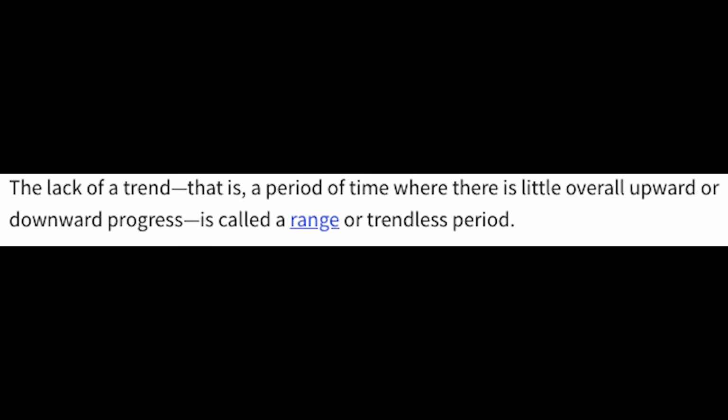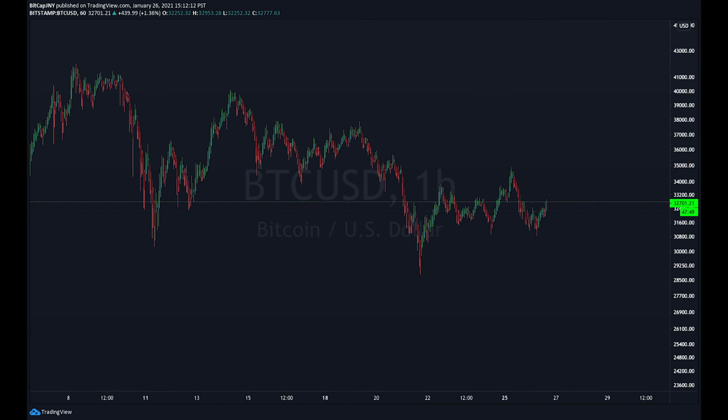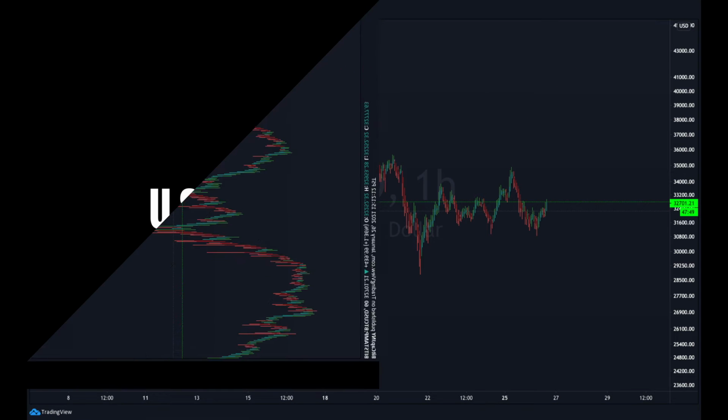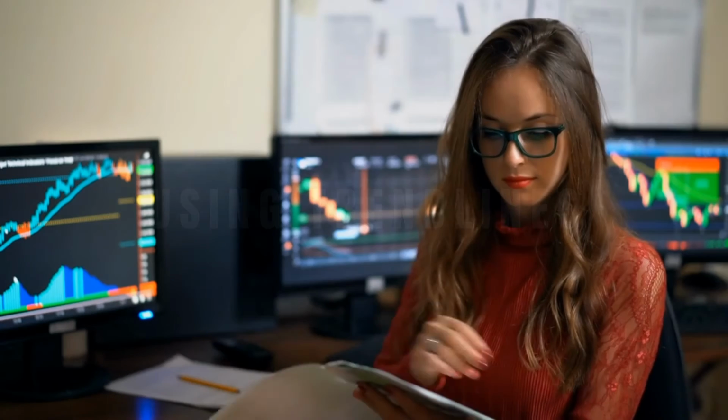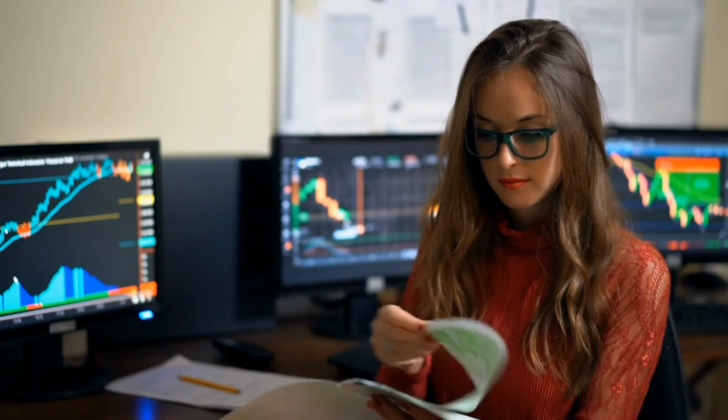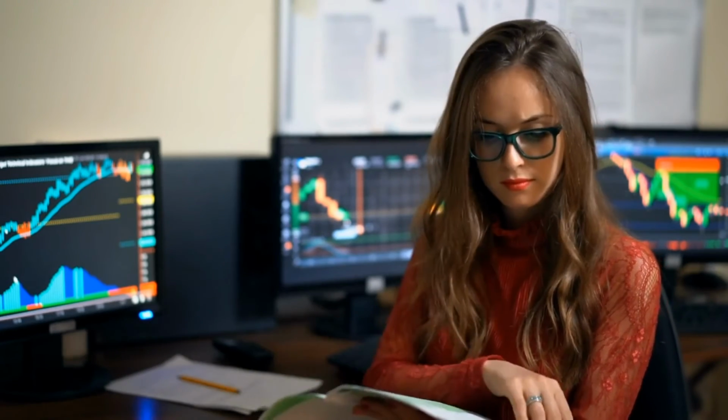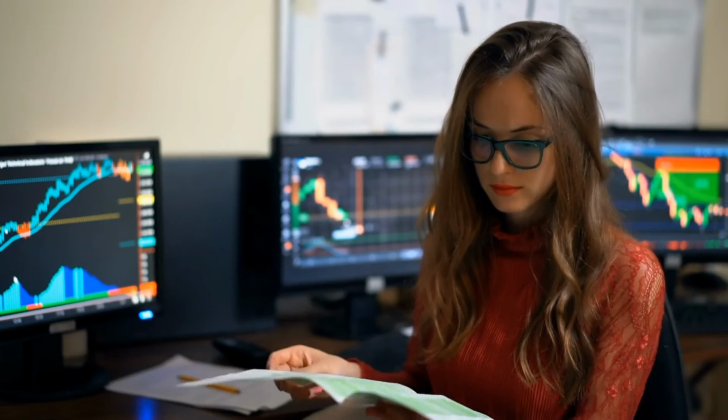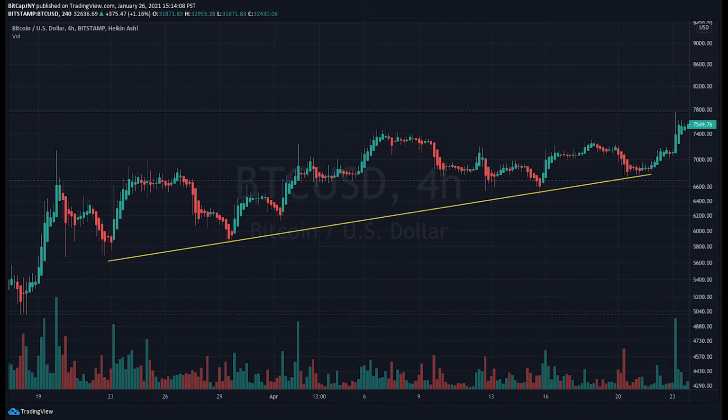The lack of a trend, that is, a period of time where there is little overall upward or downward progress, is called a range or trendless period. Now, using trend lines. A common way to identify trends is using trend lines, which connect a series of highs in a downtrend, or lows in an uptrend.